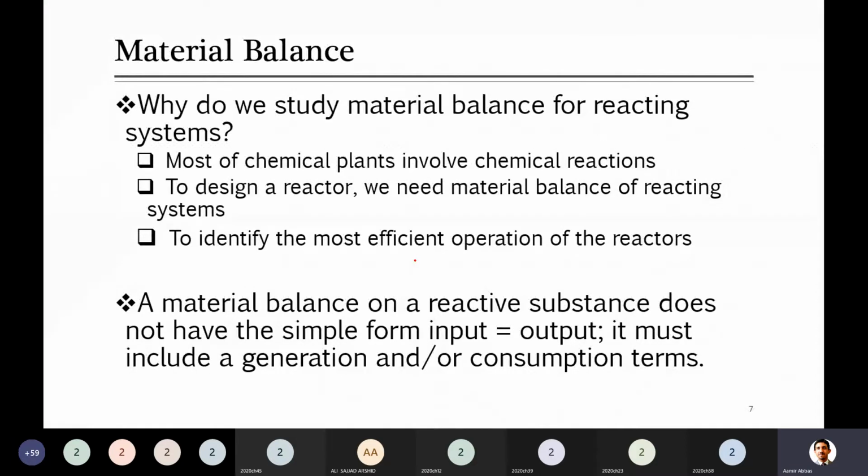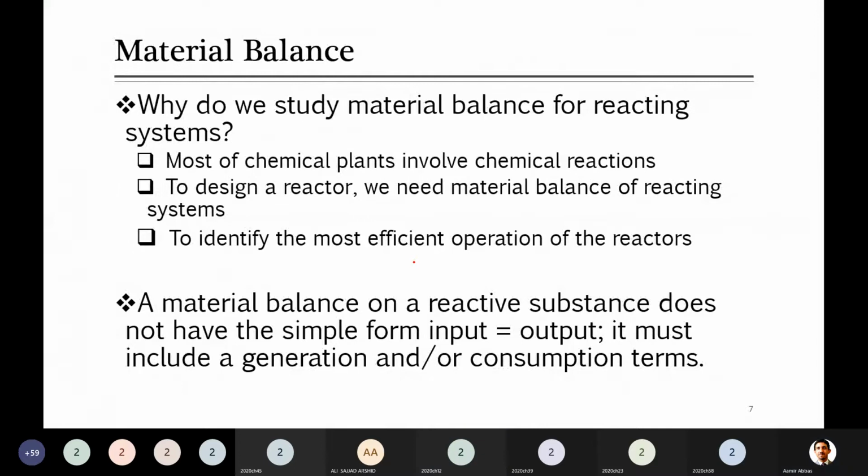Because when there is a reaction, I already told you, I'm emphasizing this point again and again. Generation. What does generation mean? I think we discussed it at the start of material balance. Sir, production. Yes, formation of any product. And consumption? Depletion of reactant.